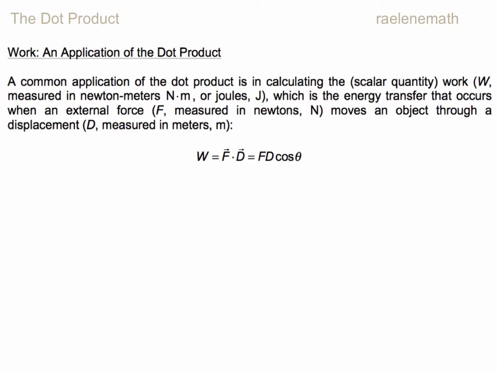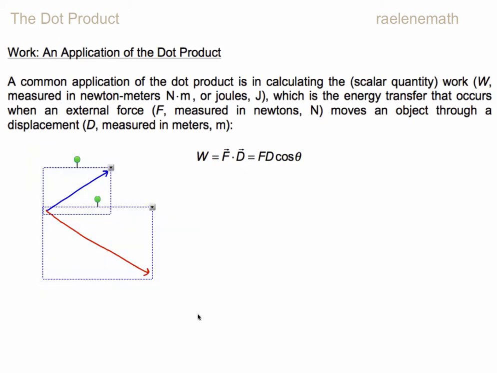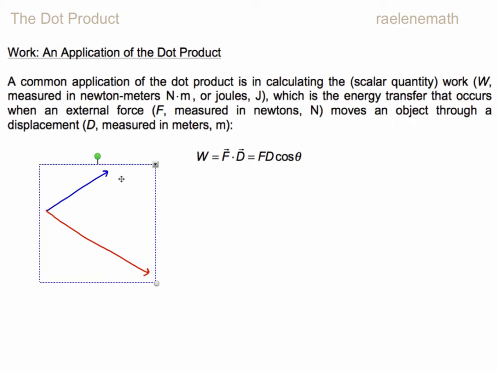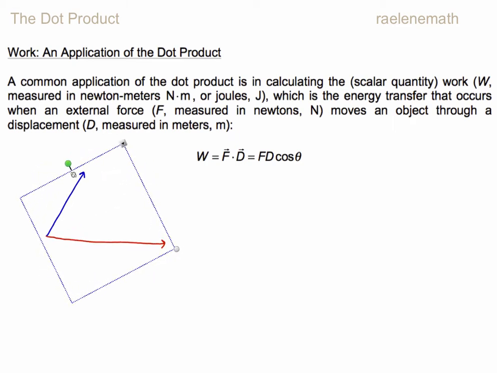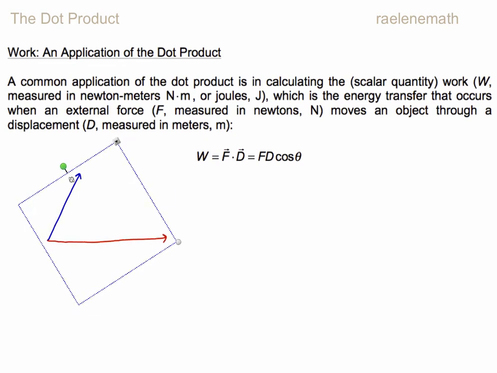In this video, we will consider an application of the dot product from physics. Work is defined as the energy transfer that occurs when an external force moves an object through a displacement. So let's sketch a force vector and a displacement that will occur. And since we can define the dot product to be the work, then we're really interested in the angle between these vectors. As a result, I'm going to make the displacement vector horizontal.